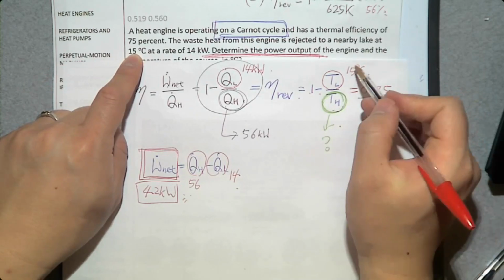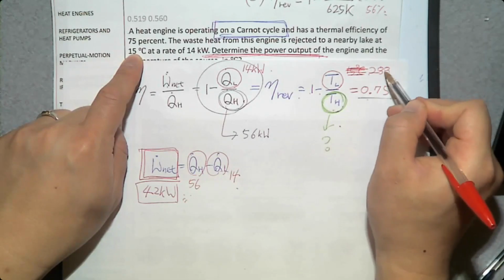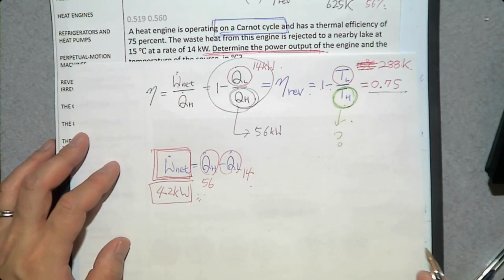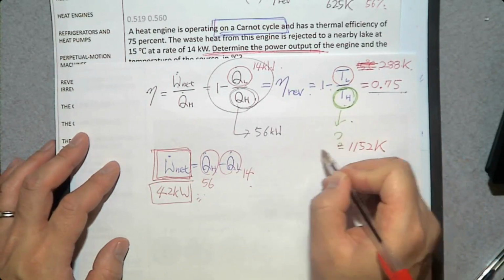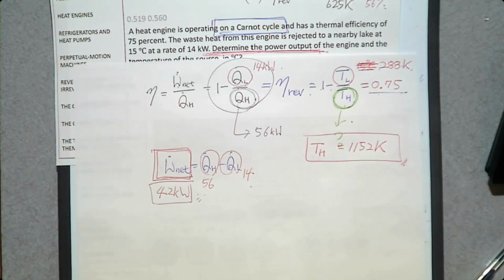No, because you have to use Kelvin. 288 Kelvin. Then what is TH? 1152 Kelvin. That is TH. So that's how you determine the temperature of the source.